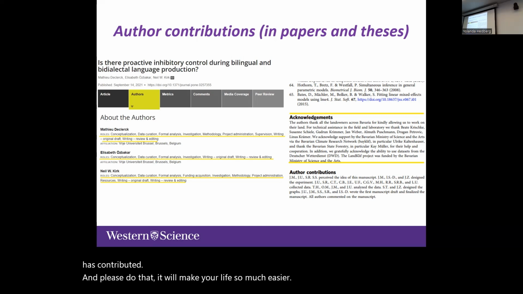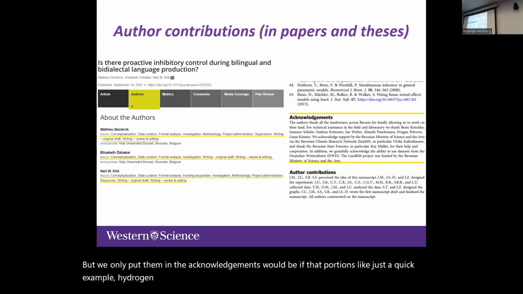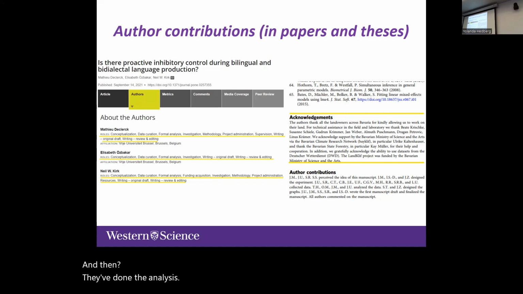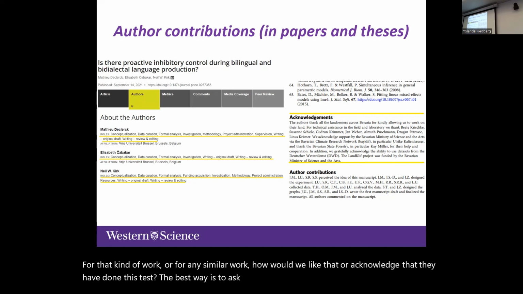One question: if we're sending samples out to another university or a company, and they're doing the data processing for us, would we only include them in the acknowledgements? Just a quick example, I've done hydrogen charging experiments on my pipeline soil samples, and I'm sending them out for combustion hydrogen quantification. Then they've done the analysis, post-processing, and provided a final concentration level. For that kind of work, how would we cite or acknowledge that they had done this testing? The best way is to ask them if they want to contribute and how.